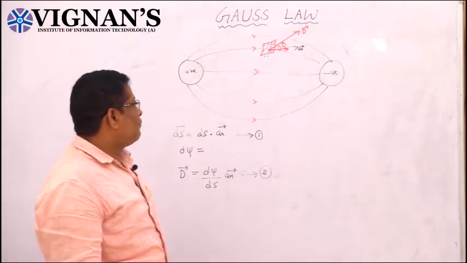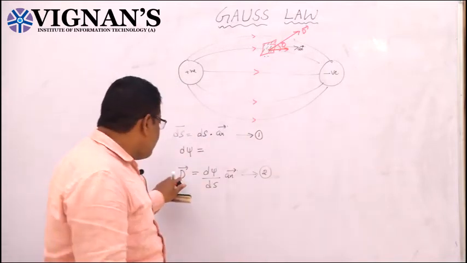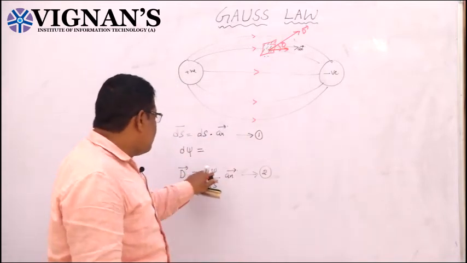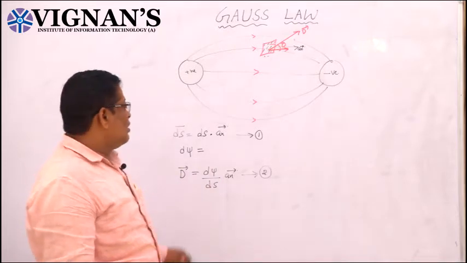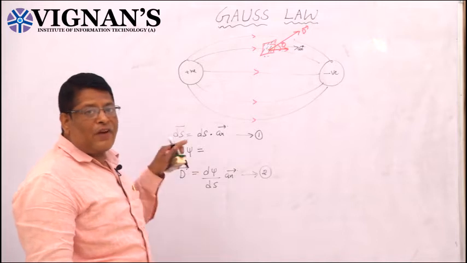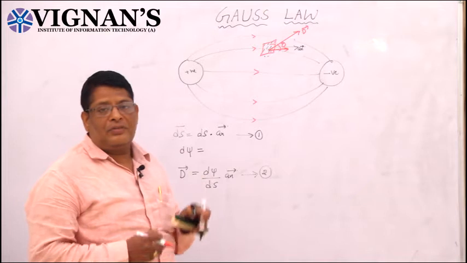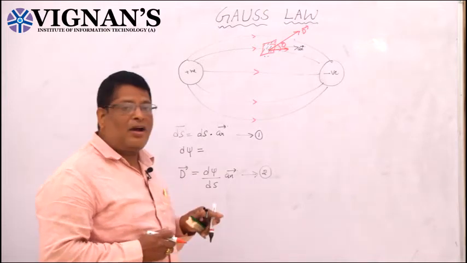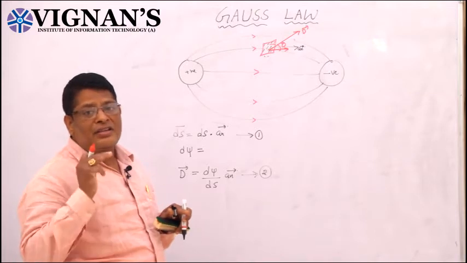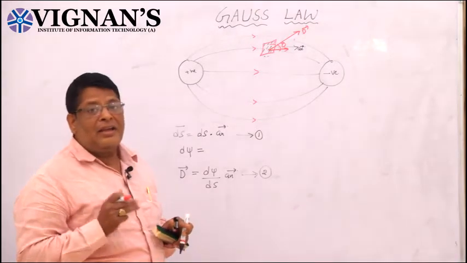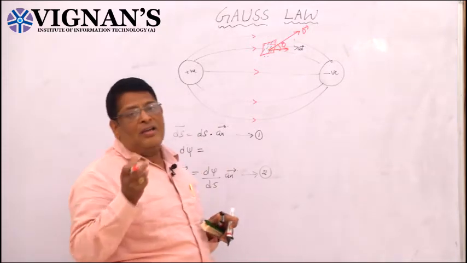See here, we already know that D bar equals d psi by dS. This is the case when the flux lines and the surface direction are the same. We can use this formula if the flux lines and the direction of the surface are the same. But practically, there will be some angle existing between the flux density and the surface.